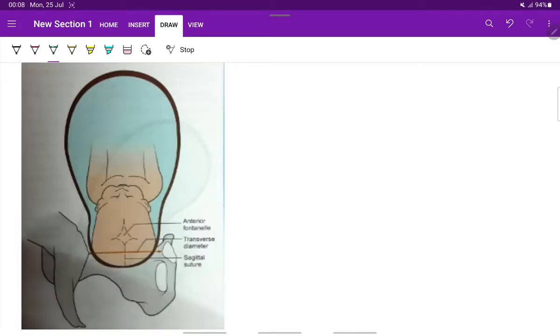This is a picture showing the engagement, in which the rhomboid or diamond shaped area of the fetal head is the vertex. The one in front is the anterior fontanelle, and this image shows the engagement of the head along the transverse diameter of the inlet, which is the greatest diameter.